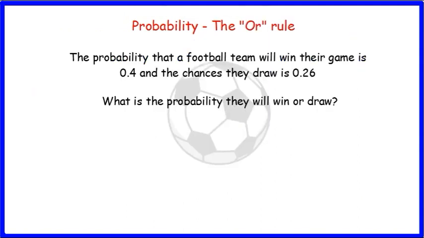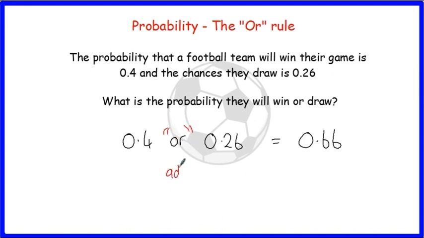Okay. The OR rule. The probability that a football team will win their game is 0.4, and the chances they will draw is 0.26. What is the probability they will win or they will draw? So this one is quite straightforward. It's what you think you would do here. The chances of them winning or drawing is going to be 0.66. What you do for OR is you add. So OR is equal to add.